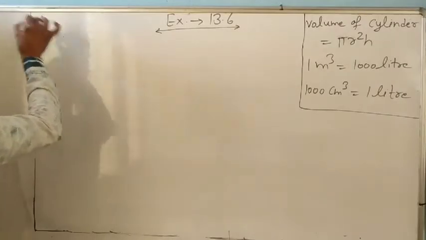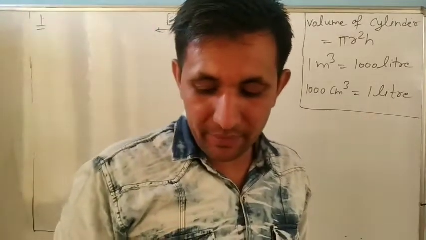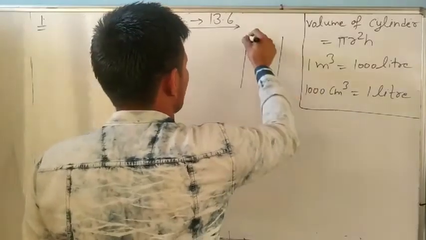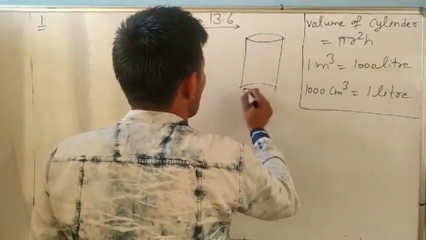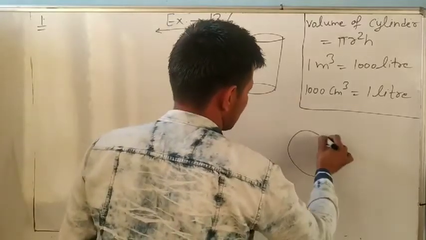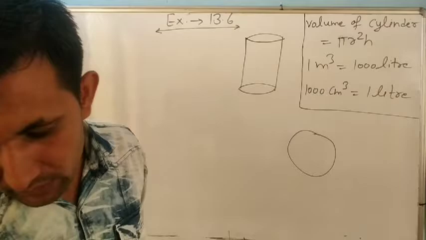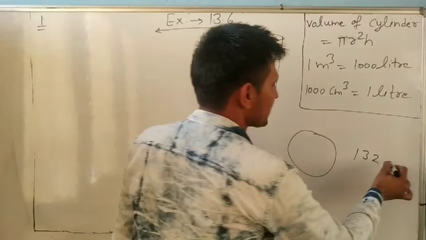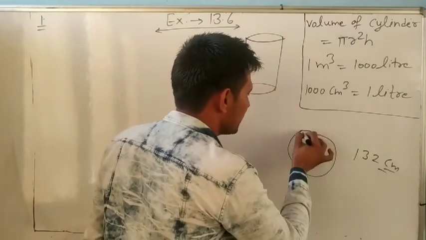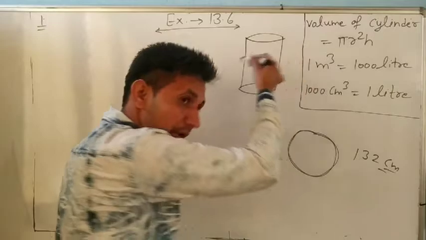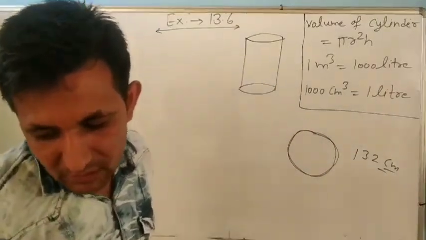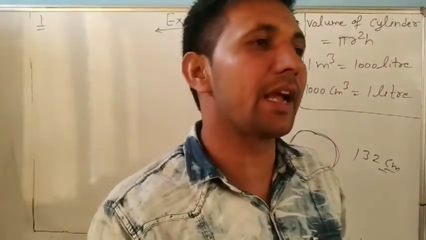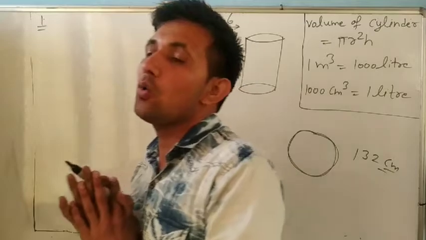First question: it is given the circumference of the base of the cylinder. It is a cylinder, and we know the base of the cylinder is a circle, and its circumference is 132 centimeter. Circumference means the total length of the outer boundary. Its height is also given. So we have to find how many liters of water it can hold.